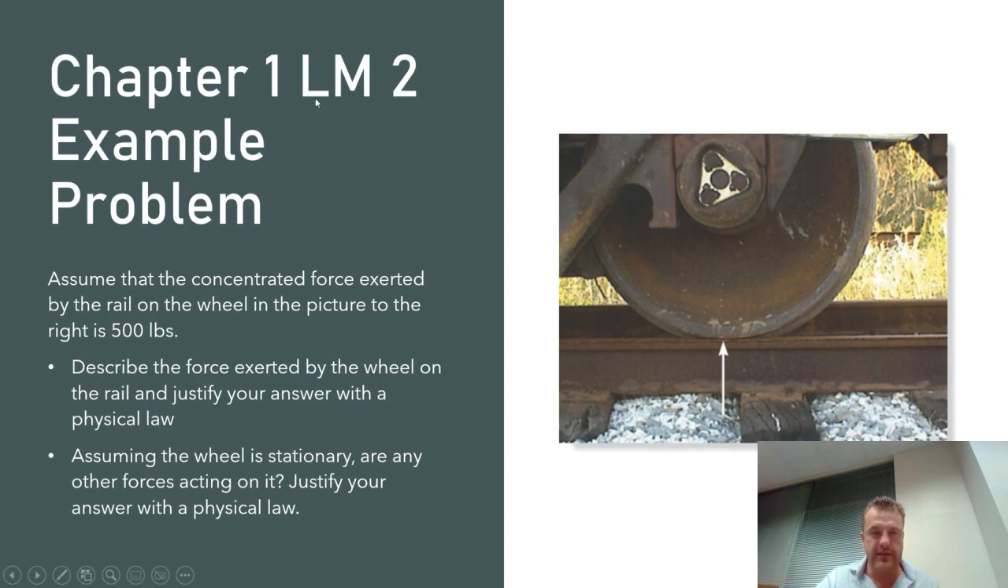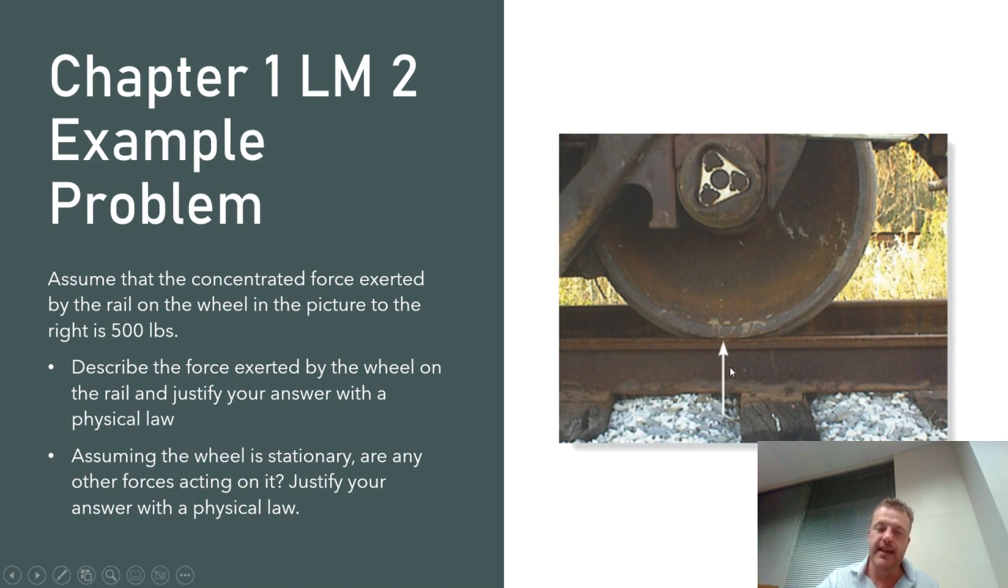So let's actually look at another example problem involving this wheel on the rail. Assume that you have a concentrated force exerted by the rail on the wheel. So this is that white force vector that you see pushing up, and assume that it is 500 pounds. Let's describe the force exerted by the wheel on the rail and justify your answer with the physical law. So think about that before you go any further.